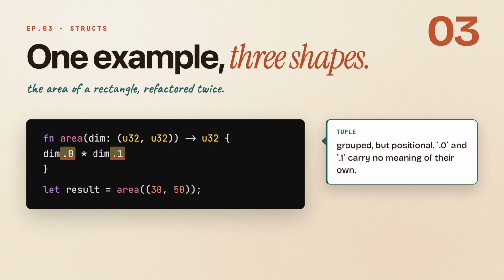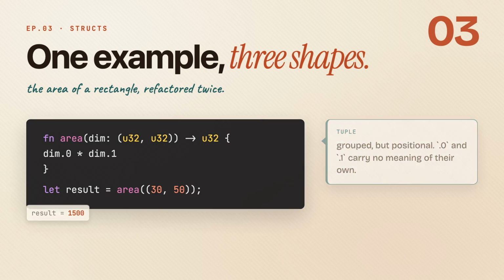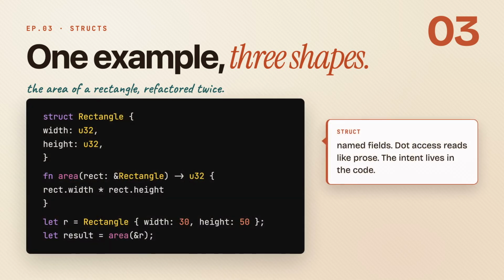Well, if you try grouping them, a tuple holds both. Now area takes one thing, better of course, but which element is the width? Which is the height? The dim.0 or dim.1? It tells you nothing. The caller and the reader both have to remember.